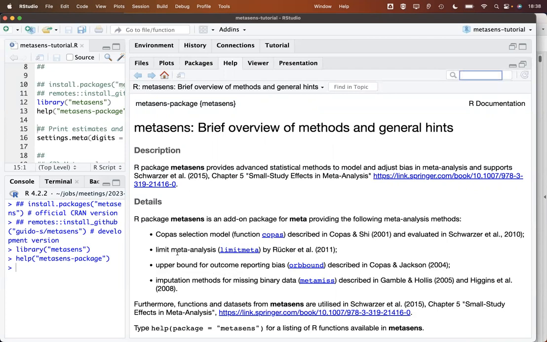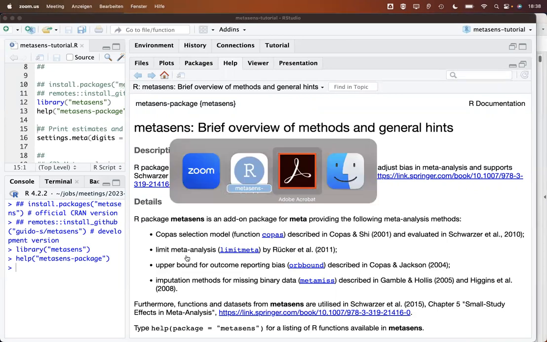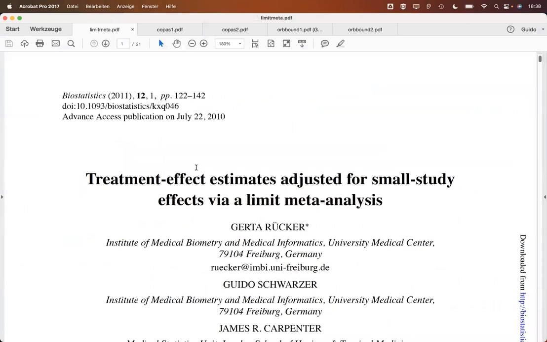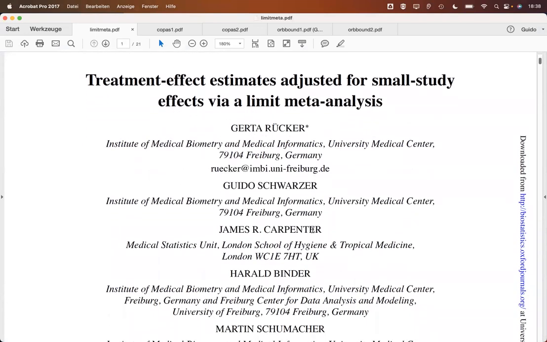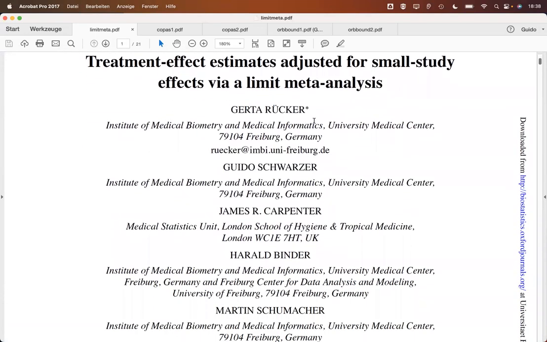So let's start with the limit meta-analysis. This method has been published in Biostatistics. Main work was by Gerta Rücker, together with other colleagues from our team in Freiburg, and also James Carpenter from the London School of Hygiene and Tropical Medicine in London.